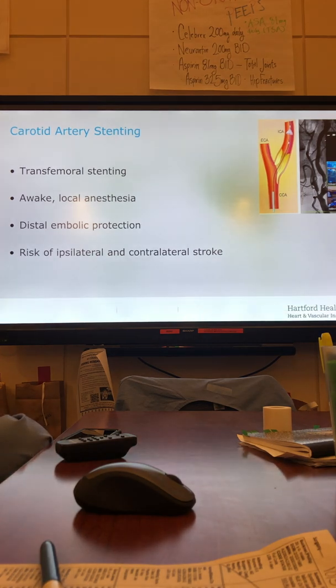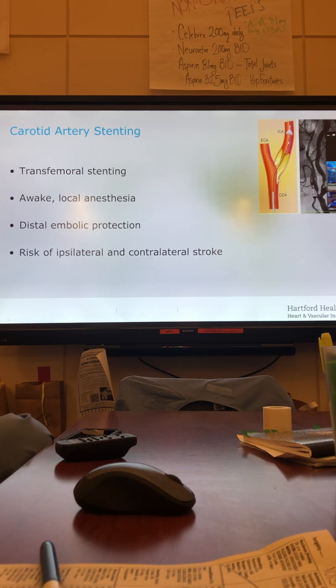People thought, oh, well, CEA is good, but it's invasive, right? There's nerve injury risk, general anesthesia. So we'll put a stent up. So we'll do this thing. See this little umbrella over here? This is an embolic filter. This is supposed to protect from little bits of plaque and clot going up.